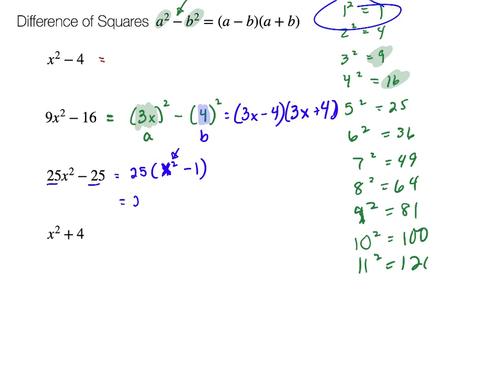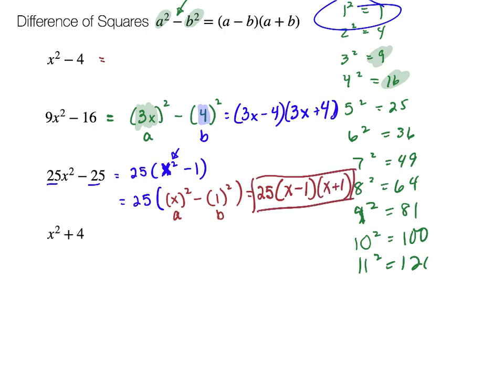So we're going to think of this as 25 times an x that's been squared minus a 1 that's been squared. So a is x and b is 1. And so my final answer is my GCF, a minus b, a plus b. And we're done.